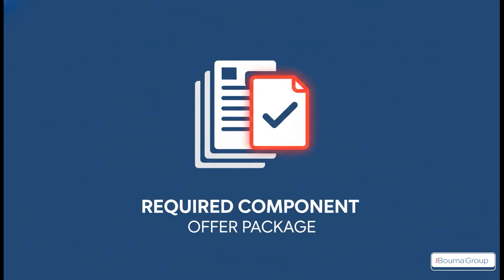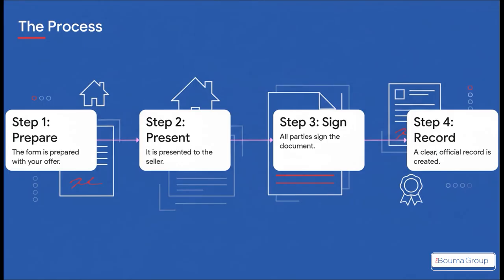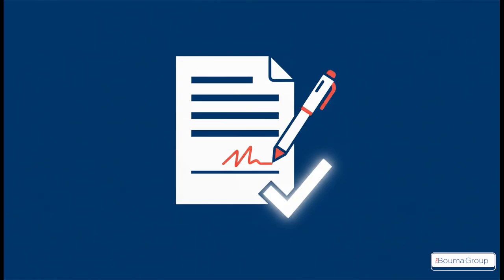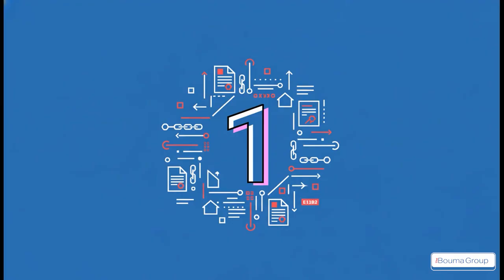So when do you actually see this form? Let's look at the process. It's prepared with your offer, goes to the seller, and gets signed by everyone. Your signature is you saying, "Yep, I've read this and I understand who's who." It creates one clear official record of who represents who in the deal.